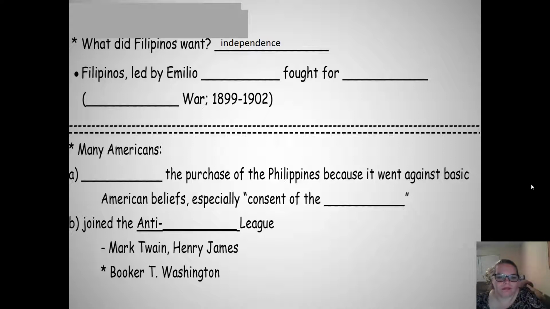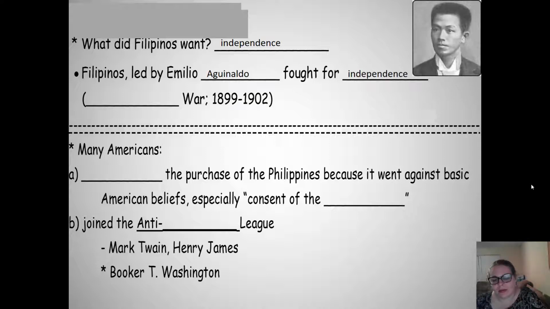Now, what did Filipinos want? Independence. Filipinos, led by Emilio Aguinaldo, had fought for independence. This was the Philippine War, from 1899 until 1902. So we stop fighting Cuba, and then we tell the Filipinos, guess what? We bought you. You're our colony now. Doesn't that make you happy? And the Filipinos were like, no, that does not make us happy at all. We want independence. That's why we were fighting the Spanish. And our response is, well, we're not the Spanish. Would you be cool being our colony?